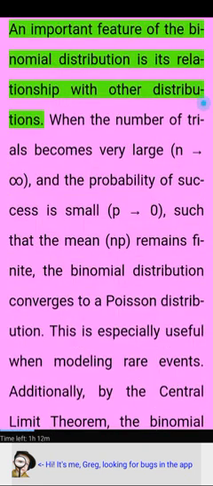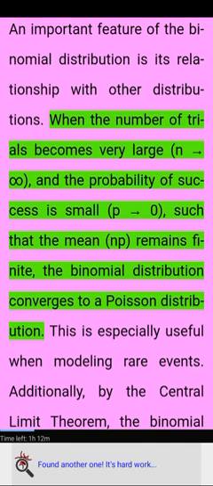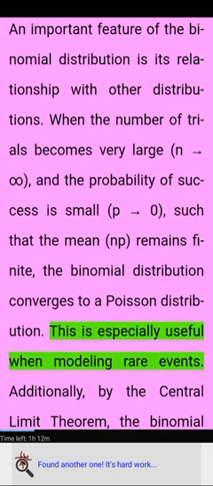An important feature of the binomial distribution is its relationship with other distributions. When the number of trials becomes very large, n tends to infinity, and the probability of success is small, p tends to 0, such that the mean np remains finite, the binomial distribution converges to a Poisson distribution. This is especially useful when modeling rare events.